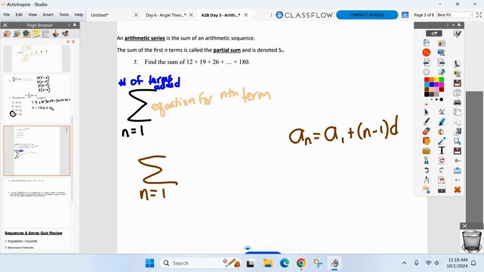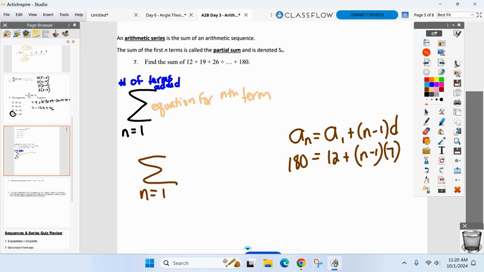A sub n, any term in the sequence. Well, I want a particular one here, right? I want to know how many I'm adding up, so I want to know where 180 falls here. So I want to plug in 180. A_1? 12. Yep. n is what we're trying to figure out. Where is 180 in this sequence? What term is it? We're going to solve for that. And then your d value? 7. It's going by 7s.